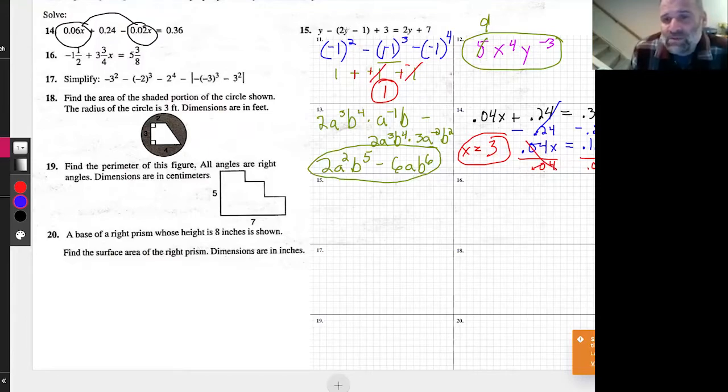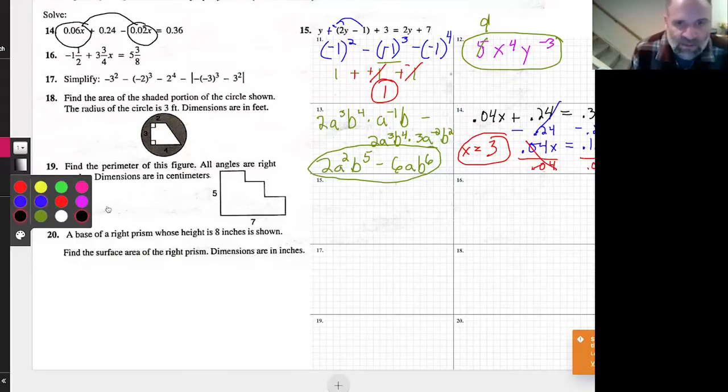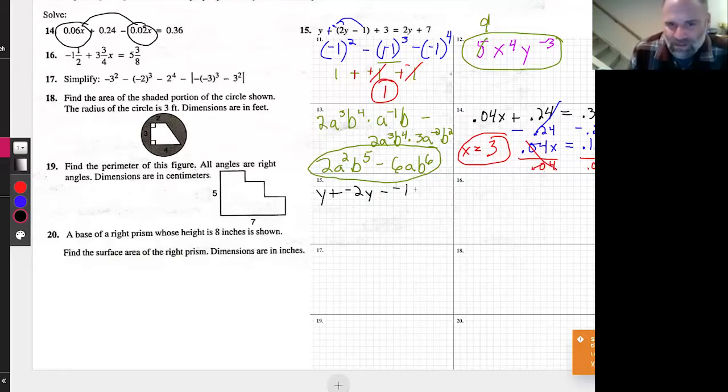Well, the only thing being distributed is this little subtraction sign. So here's what I'm going to do. I'm going to chicken scratch, but that negative sign needs to be distributed to both of those. Okay? So here's what my equation looks like after I distribute: y plus negative 2y minus negative 1, plus 3 equals 2y plus 7.